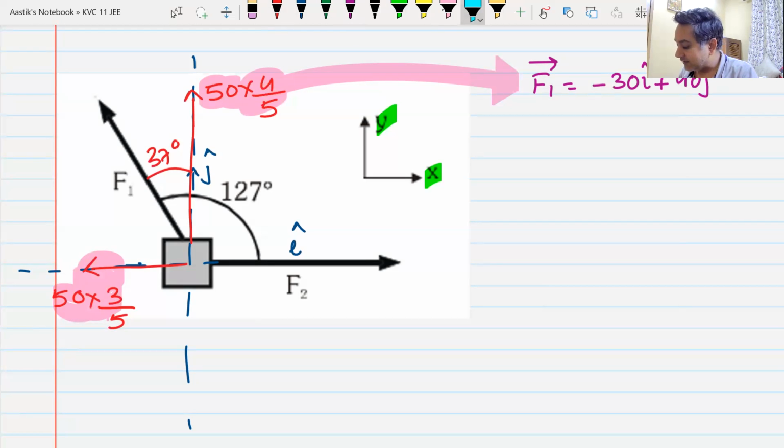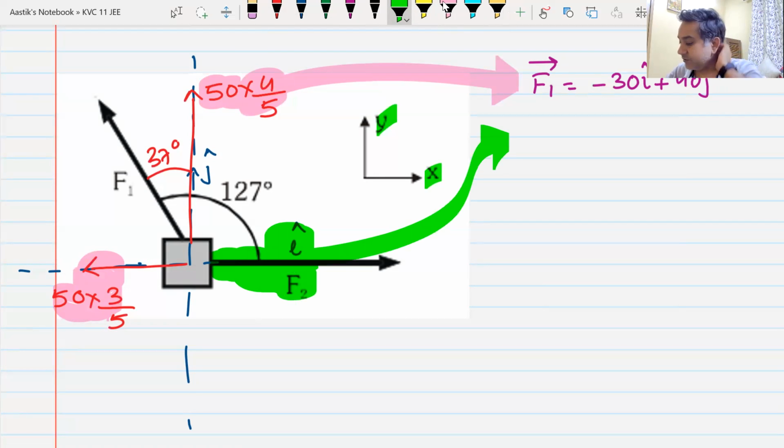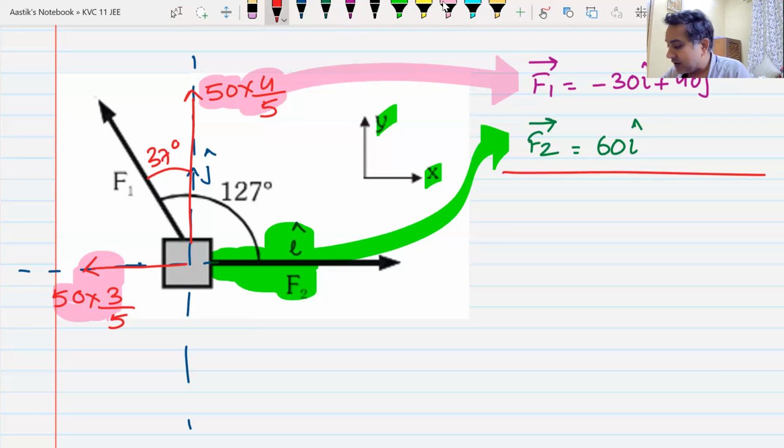Okay. Now looking at this F2, gentlemen, F2 is only along i, so I can straight away write F2 in the vector form. F2 is simply 60 along i. Then how do I find the net force? I just add these two forces and I will get the net force. So my net force in vector form will be minus 30i plus 60i, that is 30i plus 40j.